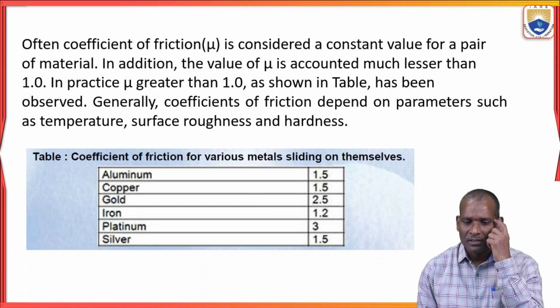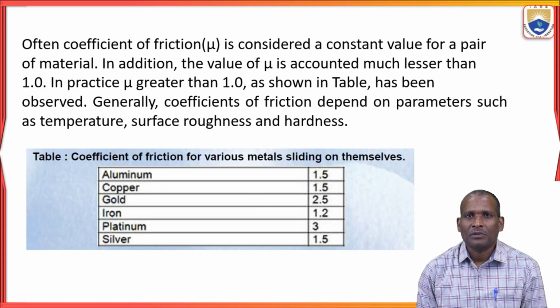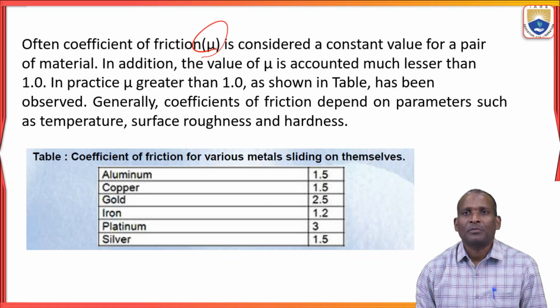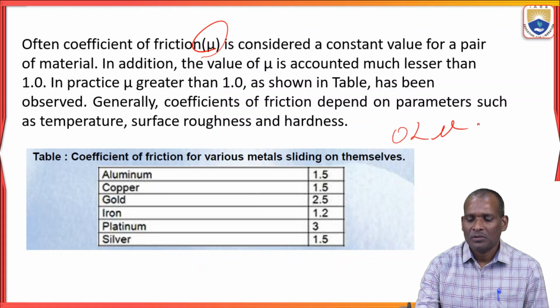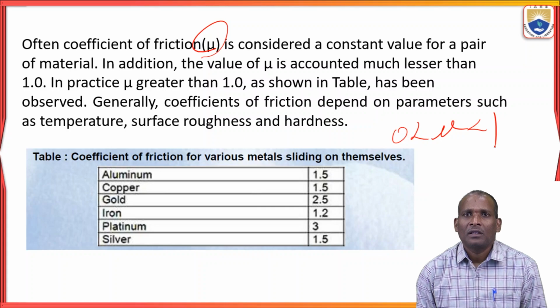Next, in friction, we use the coefficient of friction. This is a constant value, represented with mu. The value of mu is generally much lesser than 1. Mu is between 0 and 1. In practice, mu can be greater than 1, as shown in the table. So it has been observed.